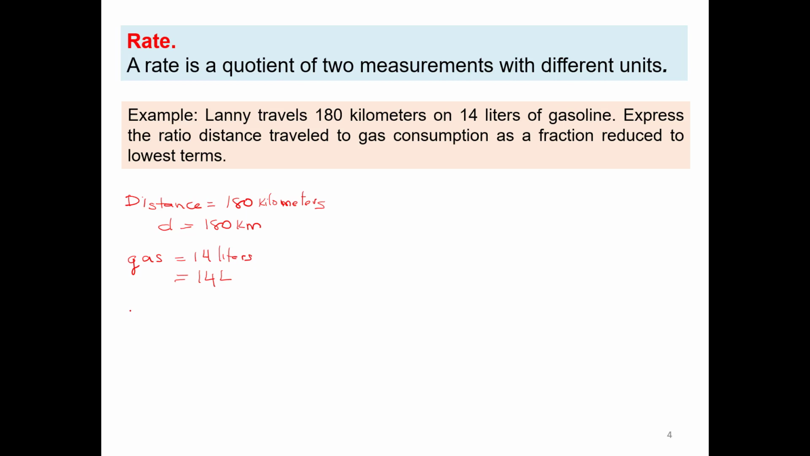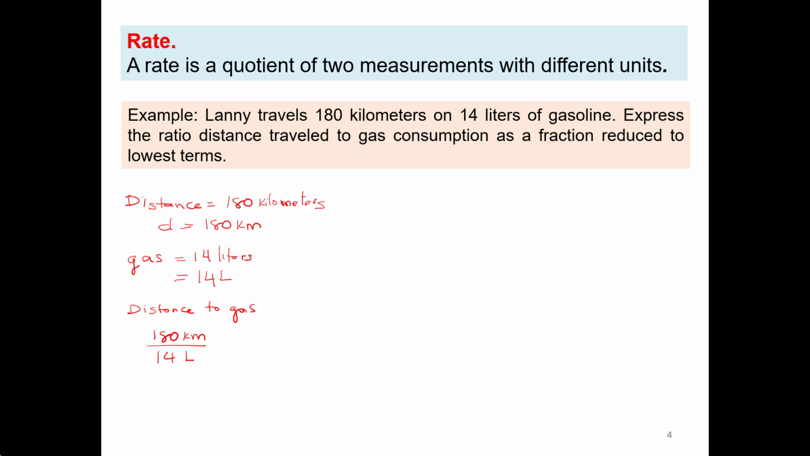As this is, we want to express distance to gas. And the ratio we want to find is distance to gas. Let's write this distance to gas. Then what we had on distance means we want to write this one as a fraction, distance to gas. Distance is 180, and gas is 14 liters. Here we can see we had two quantities with two different units. One is kilometers, the other one is liters.